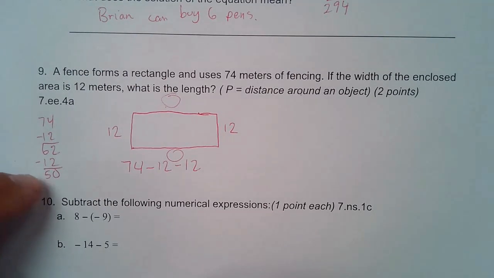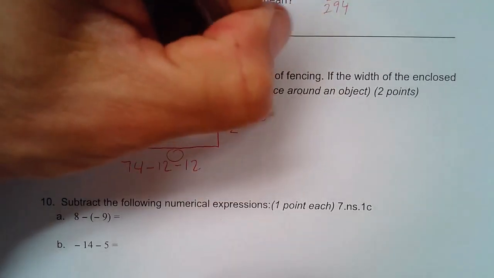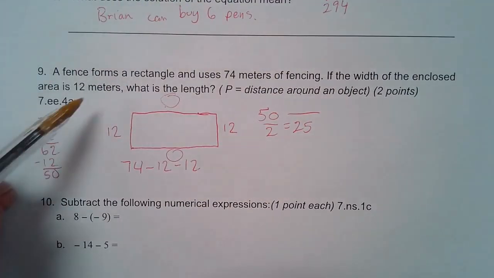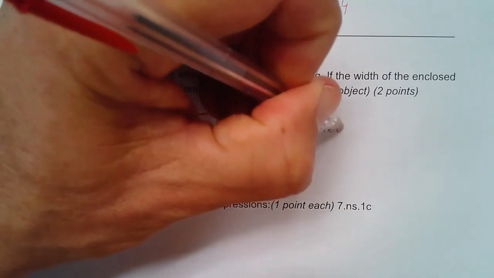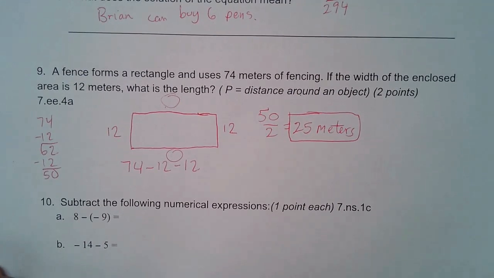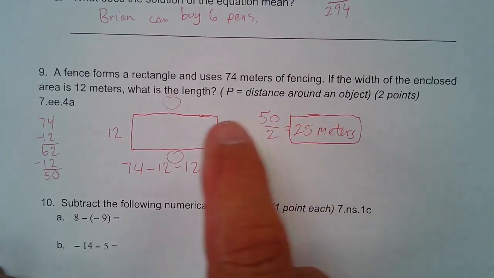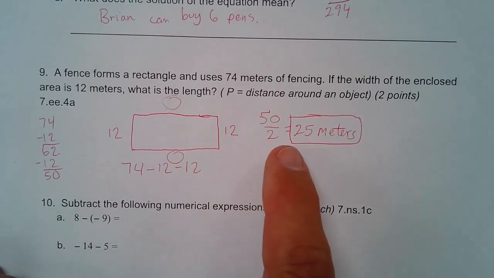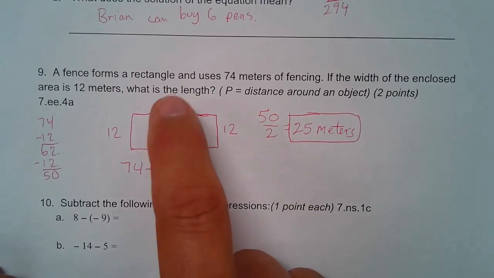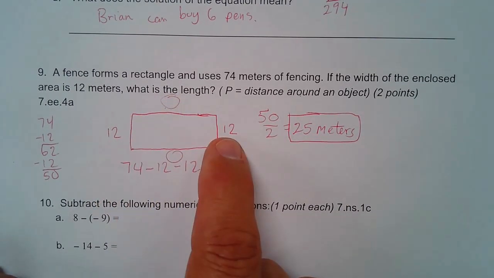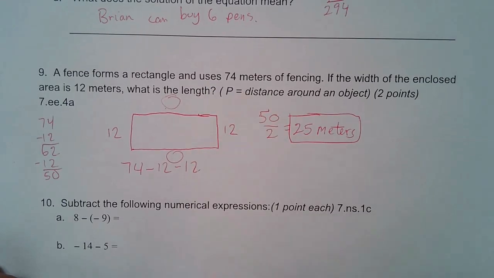So I should be able to take 50 and divide it by 2. So 50 divided by 2 is 25. So this is 25 meters. That is our final answer. Does this work? Well, 25 plus 25 is 50, and we can work backwards. So together, 25 plus 25 is 50. Plus 12 is 62. Plus another 12 is our 74.